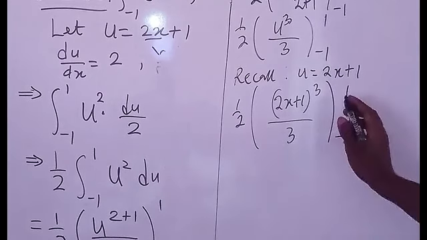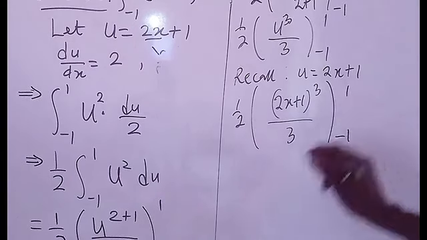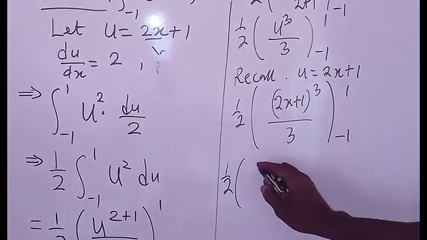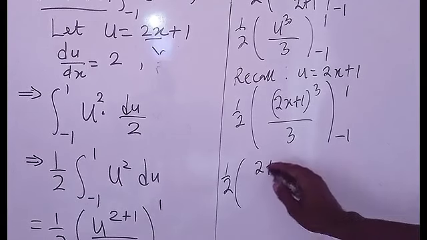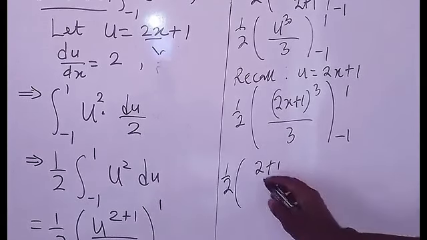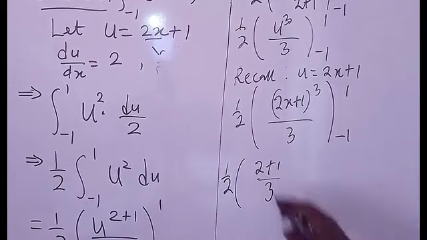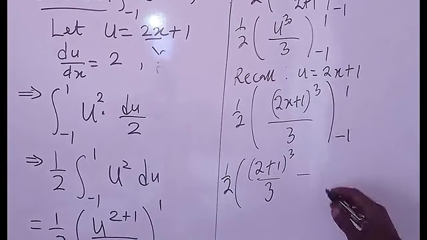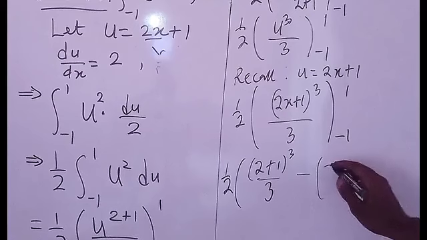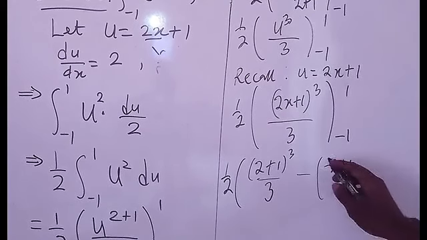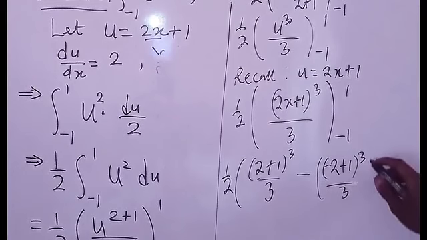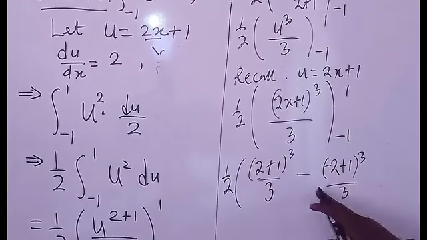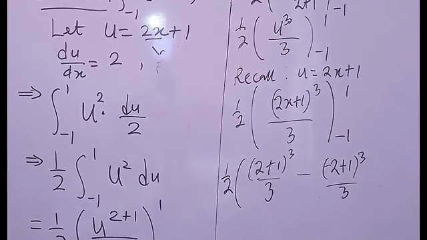We are going to put the limits there. We first put 1, which is the upper limit. We have 1 over 2, into bracket 2 times 1, plus 1. That is, anywhere you see x, you put 1 there, then over 3, then to the power of 3, then minus. So you put minus 2 times minus 1, you're going to have minus 2, then plus 1 all to the power of 3 all over 3. So only this numerator has the 3, which is the power.